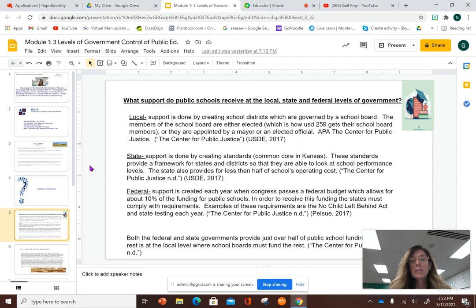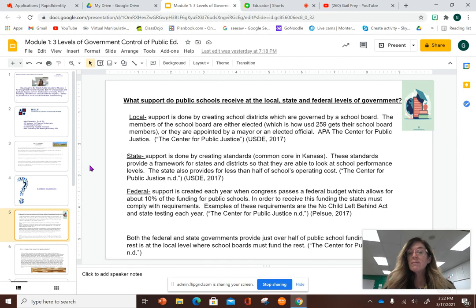State support is done by creating standards, Common Core in Kansas. These standards provide a framework for states and districts so that they're able to look at school performance levels. The state also provides for less than half of the school's operating costs. And then at the federal level, support is created each year when Congress passes a federal budget, which allows for about 10% of the funding for public schools.